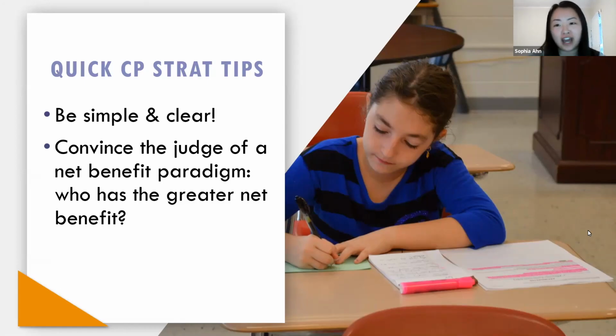However, when you run the counterplan, it's extremely important to emphasize that the judge should view the debate in terms of who offers the greater benefit. And that would be your disadvantage, which is your net benefit. That's why running that disadvantage with your counterplan is so important. And I know that if you guys take these strategies and tips into mind, your debates will go great.